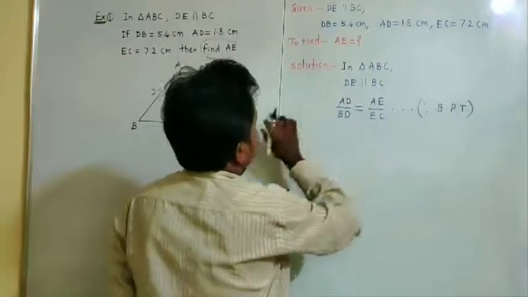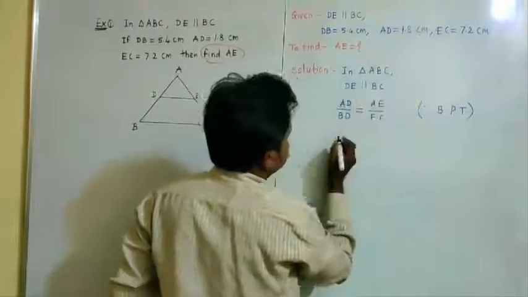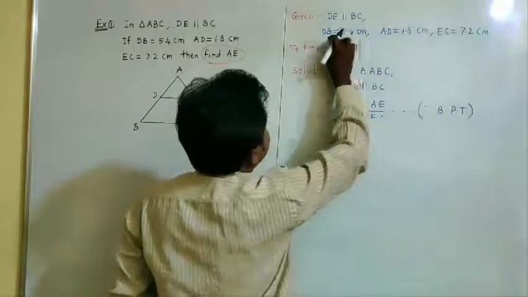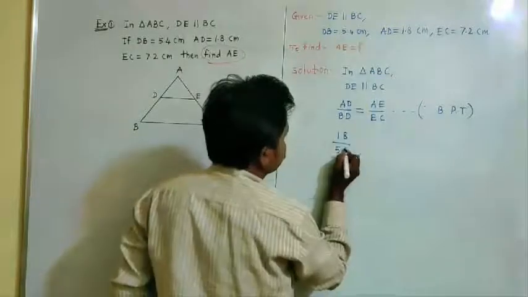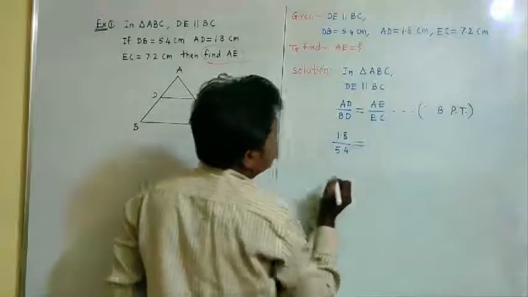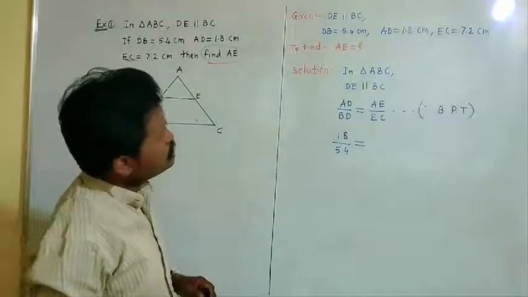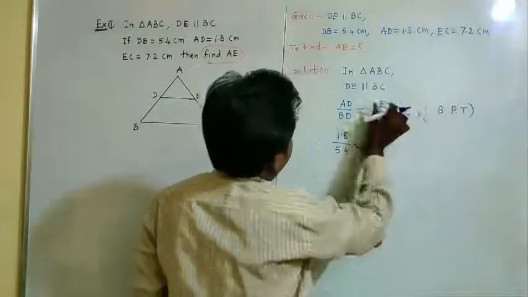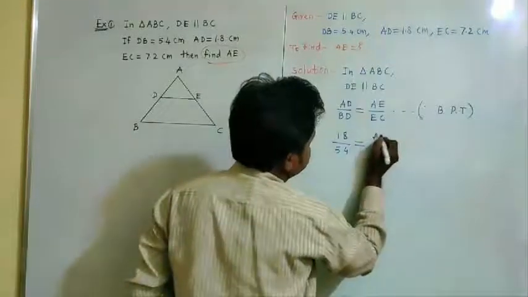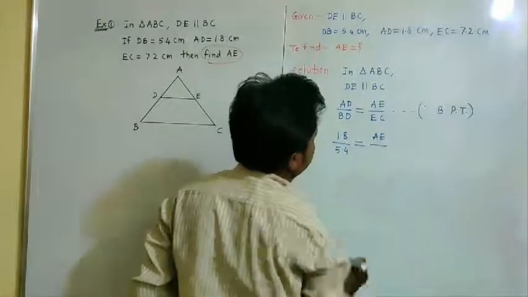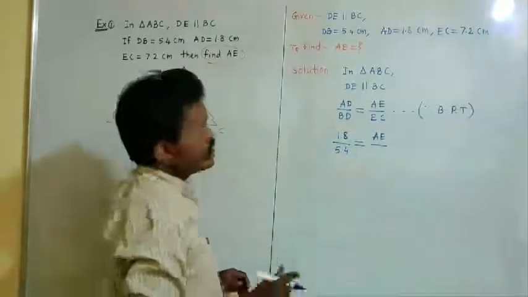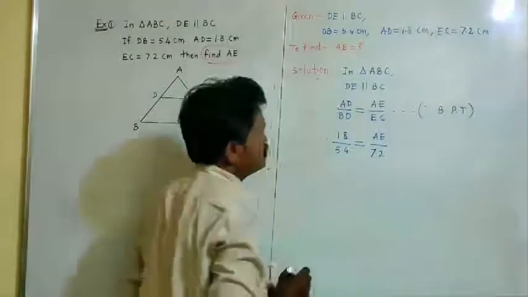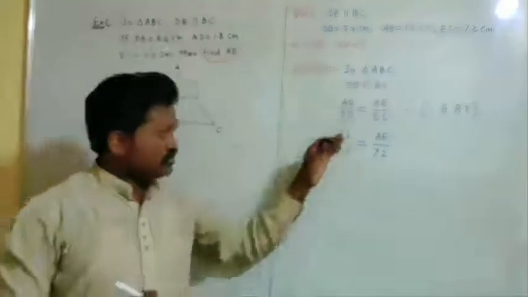So right here, AD. How much is AD? That is 1.8. BD, how much here, sir? 5.4 is equal to AE upon EC. How much is EC here, sir? 7.2. So write here 7.2. Now you solve this and calculate AE.